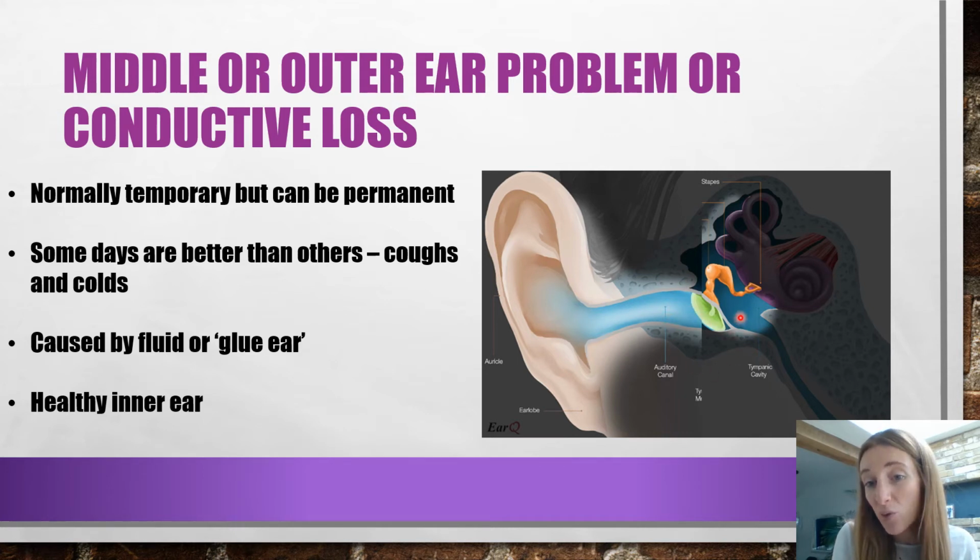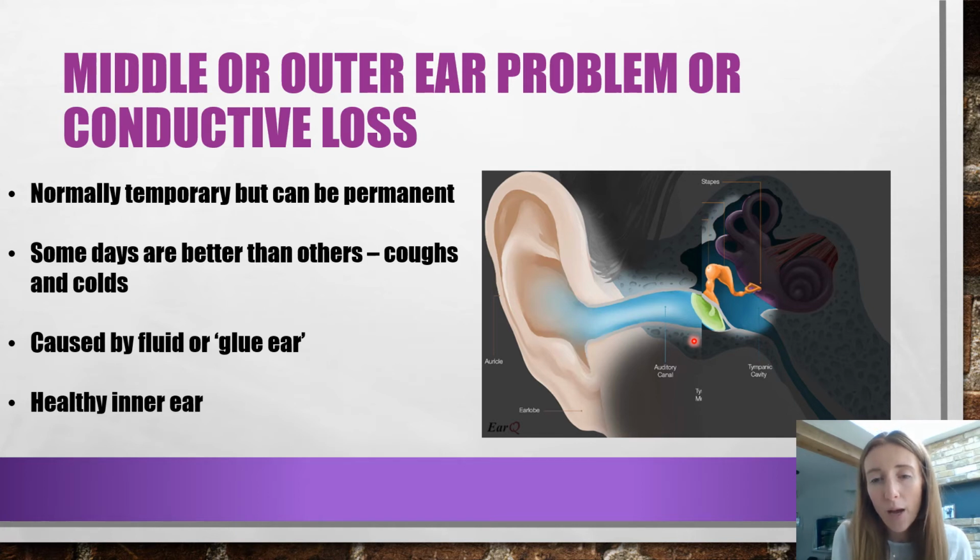Could be a problem with the eardrum, or even the little bones that move the sound between the eardrum and the cochlea. And if you have a problem in any of these areas, it's called a conductive hearing loss. So there's a problem conducting the sound to the cochlea. Some of these problems can be permanent.